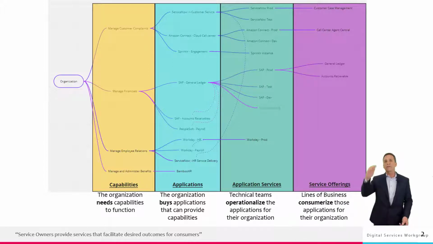The service offerings are another layer of the service owners and managers. These are the service owners that work with the lines of business in order to deliver the value that they need. This service offering layer is the one that describes the value to the consumers, and it also facilitates the delivery of that value.